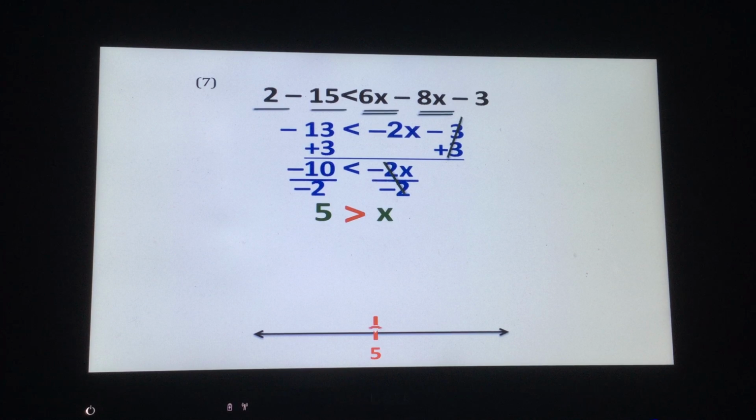So we'll put our 5 with an open circle because there is no "or equal to" bar. My test point that works winds up being negative 100. Negative 100 is on that side, so I'm going to shade that side.